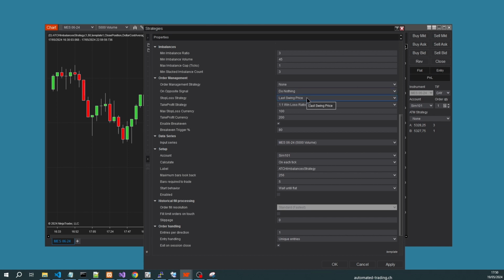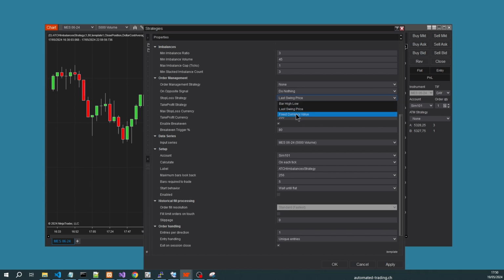And this option will leave us with sufficient room for the price to pull back and to go into the winning direction.